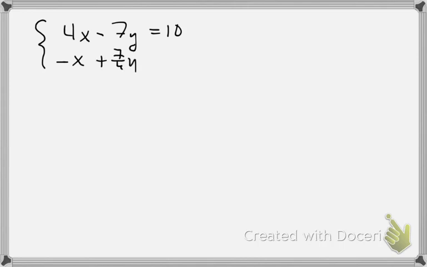What if we tried to solve 4x minus 7y equals 10, and negative x plus 7/4 y equals negative 5/2. All right, so some of those zebras are on steroids.